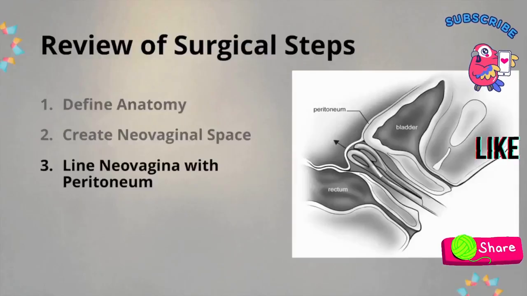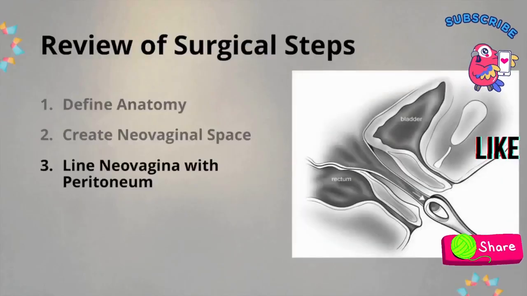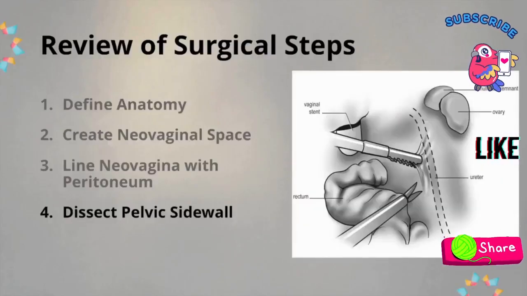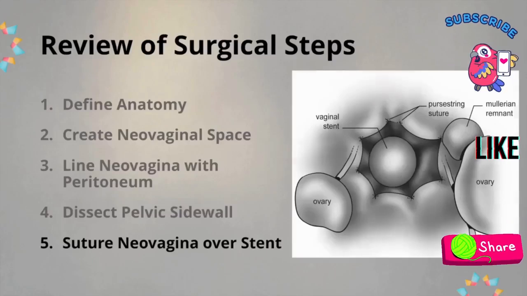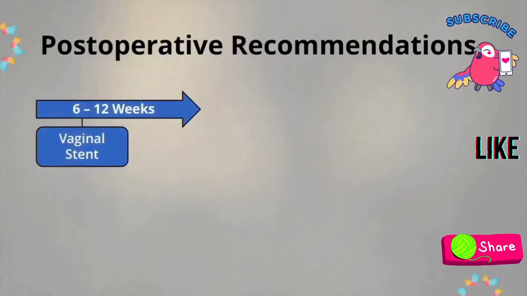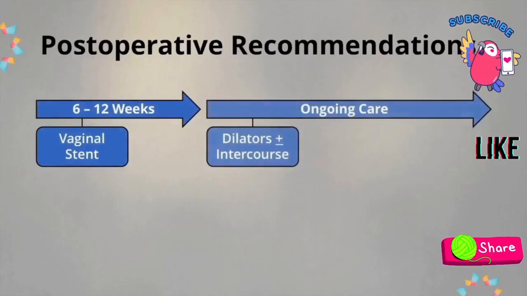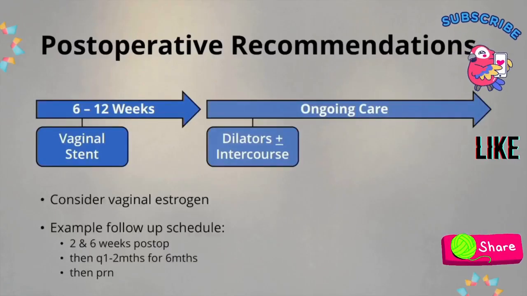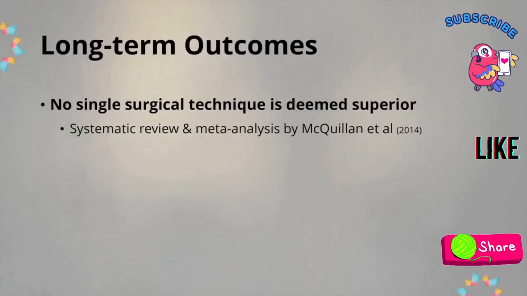To review the surgical steps, Step 1 is define the anatomy, Step 2 is create the neovaginal space, Step 3 is line the neovagina with peritoneum, Step 4 is dissect the pelvic sidewall, and Step 5 is suture the neovagina over the stent. The stent is left in place for 6 to 12 weeks postoperatively. Ongoing care involves periodic use of dilators and/or intercourse to prevent vaginal stenosis. Vaginal estrogen can be considered during the postoperative period.